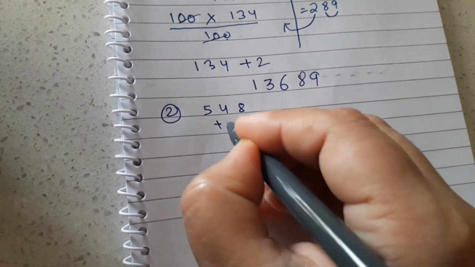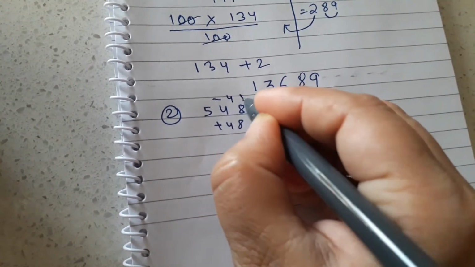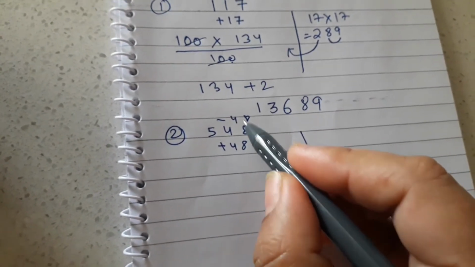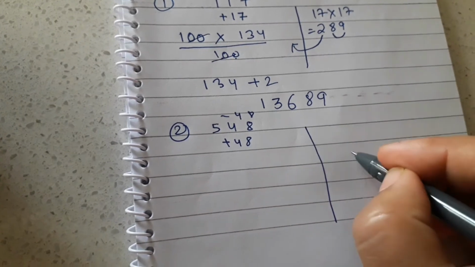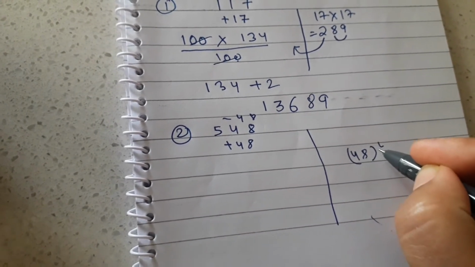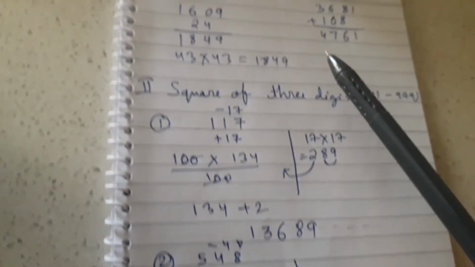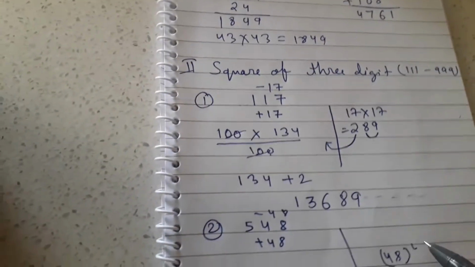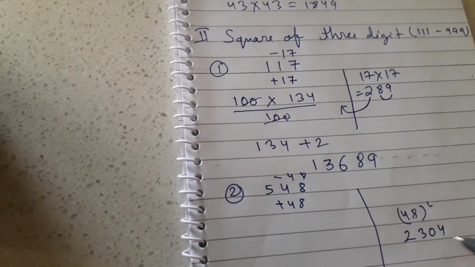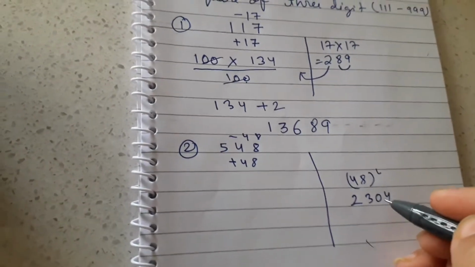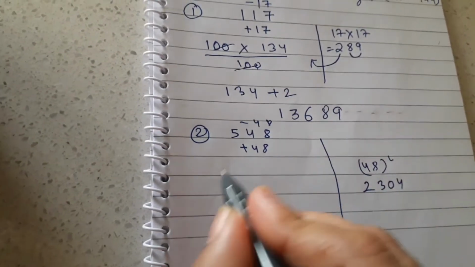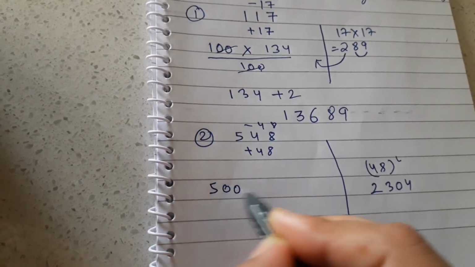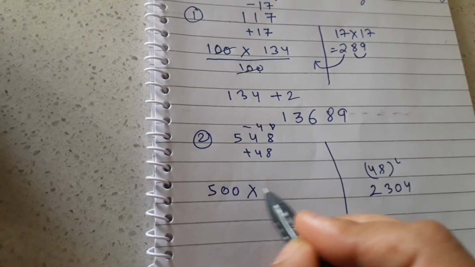Then we will do plus 48 here and minus 48 here. And what is the next step? Whatever number we are subtracting or adding, we have to find its square. 48 square you can find from the method which I have already told you earlier. By this method, 48 square will come 2304. Then 548 minus 48 comes 500, and 548 plus 48 comes 596.